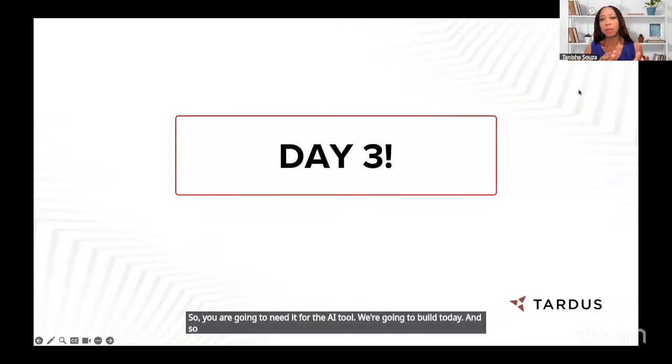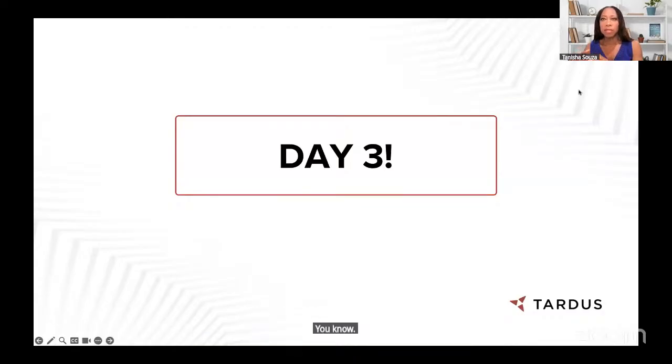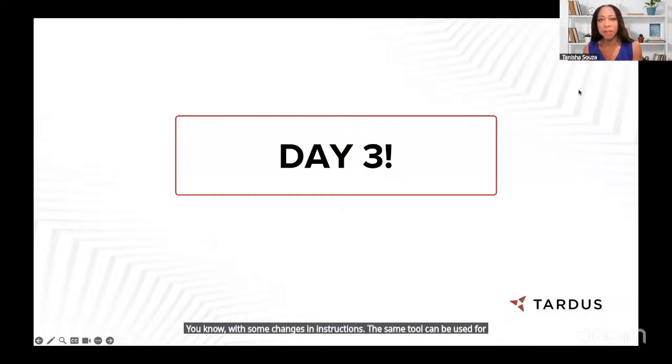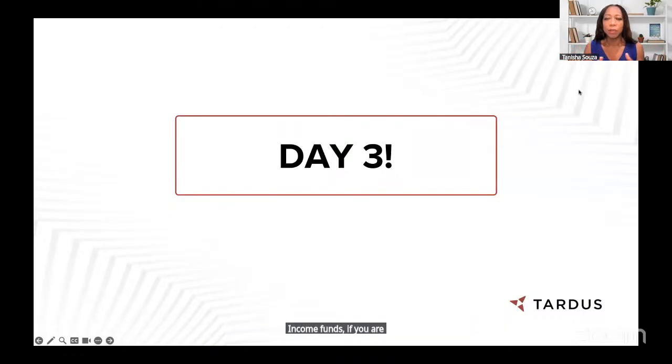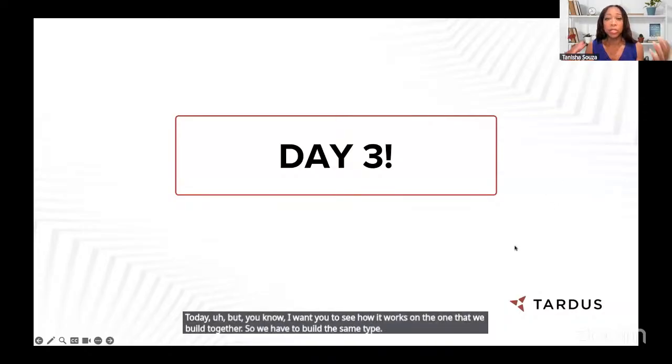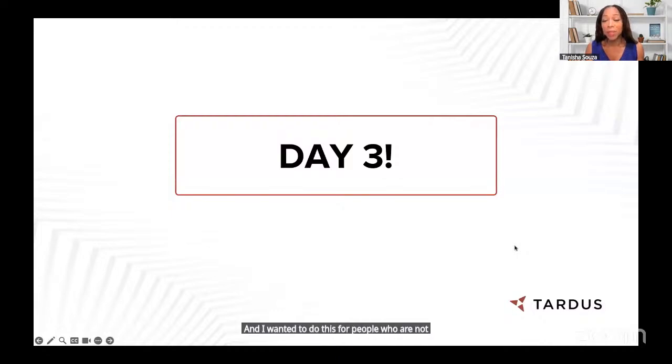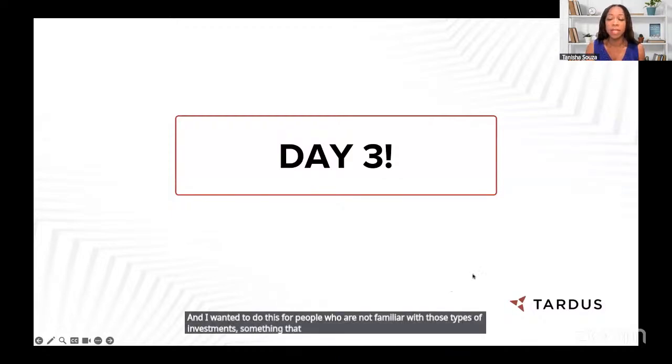And so what we're going to do is, with some changes in instructions, the same tool can be used for other types of investments, right? So this is specific to real estate, the criteria you would need for real estate. So if you are looking at income funds, or, for Tardus clients, fast burning fuel type investments, the instructions would be different than what we're going to build today. But I want you to see how it works on the one that we build together. I wanted to do this for people who are not familiar with those types of investments, something that everybody knows what it is, which is real estate.